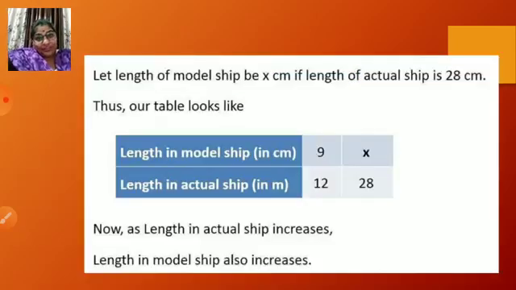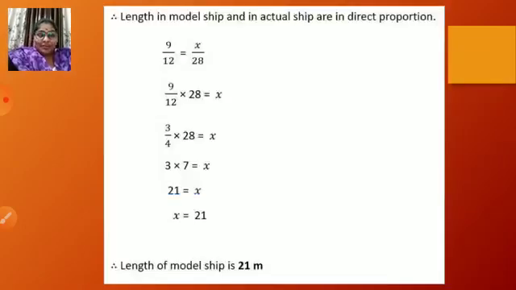So let us put into a table. Length of the model ship is given and length in the actual ship is given. So it is 9 and 12 x upon 28. This is given in centimeters and this is given in meters. Now as the length in actual ship increases, obviously the length in the model ship is also increases. Hence it is in a direct proportion.